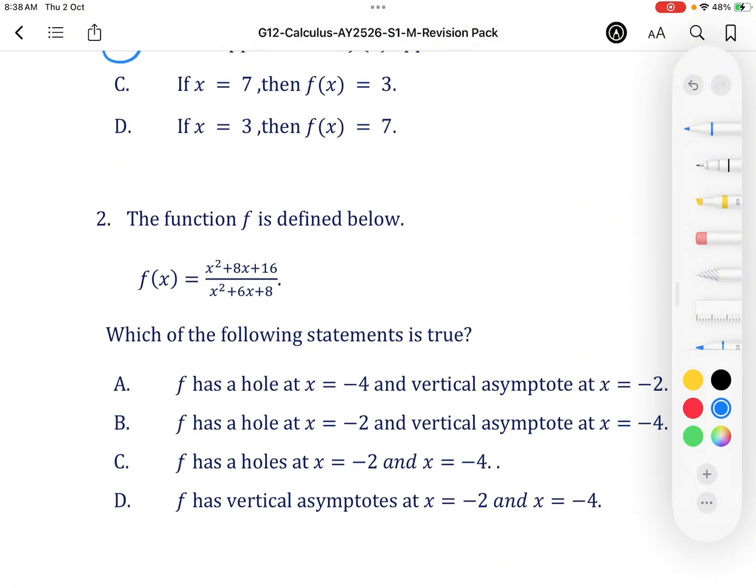For question number 2, given the function f of x, it's about finding the hole and vertical asymptote. Before we decide, we need to factor the numerator and denominator, mentally or by calculator. For the one up, the numbers are +4 and +4, the product is 16 and the sum is 8. For the one down, the two numbers are +2 and +4.